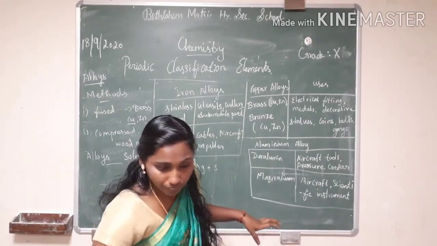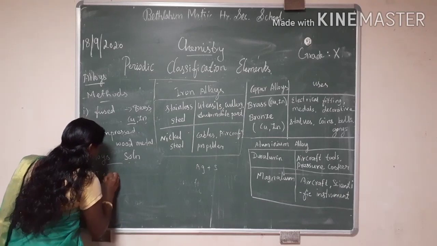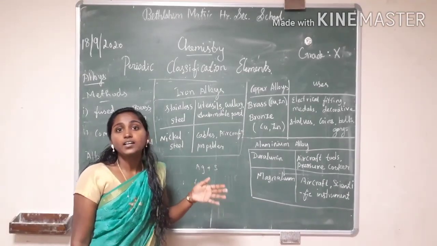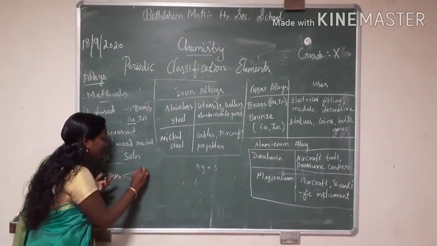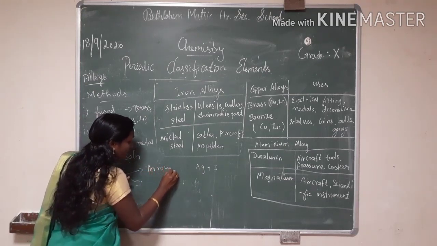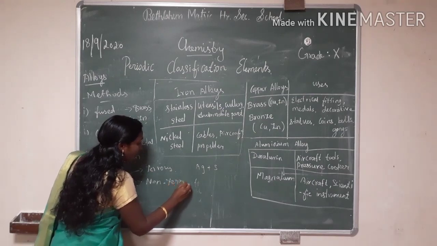Then next, types of alloys. There are two types of alloys based on the presence or absence of iron. Alloys are classified into two types, that is ferrous alloys and non-ferrous alloys.